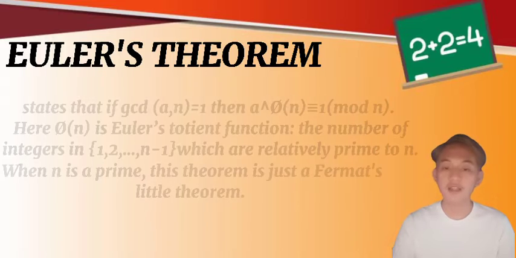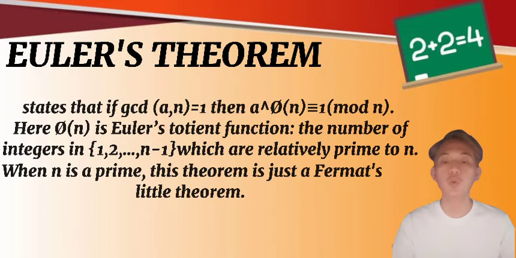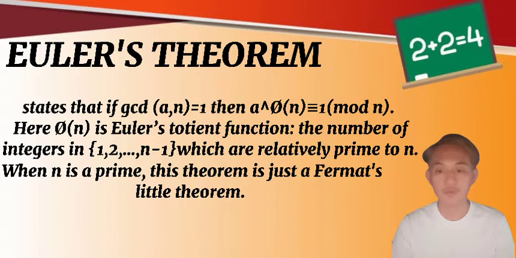What is Euler's theorem? Euler's theorem states that if GCD(a, n) is equal to 1, then a to the φ(n) power is congruent to 1 mod n. Here, φ(n) is Euler's totient function, the number of integers in the set 1, 2, and so on until n minus 1, which are relatively prime to n. When n is a prime, this theorem is just Fermat's little theorem.